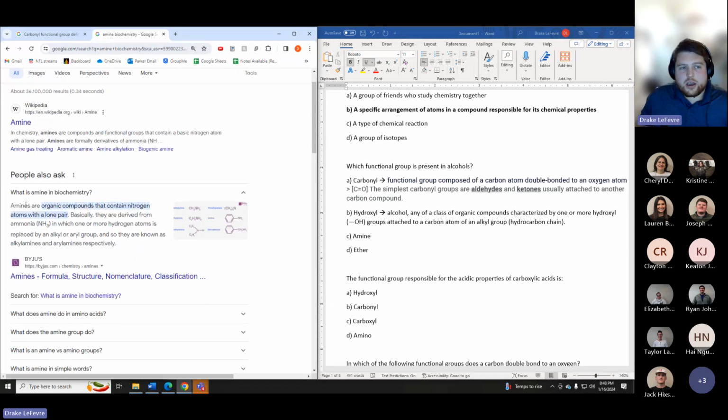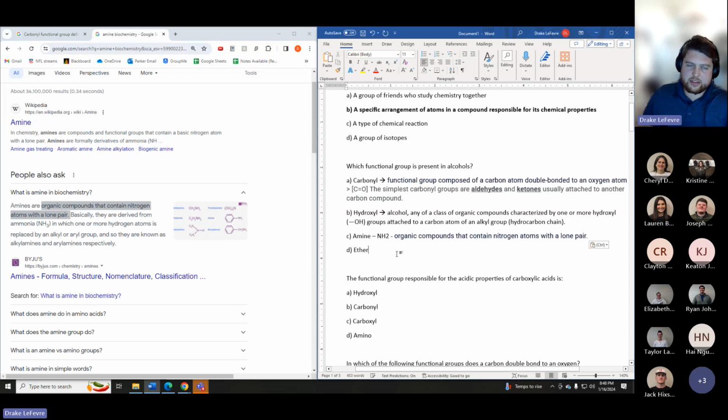Amines are organic compounds that contain nitrogen atoms with a lone pair. They're derived from ammonia, NH3, in which one or more hydrogen atoms is replaced by an alkyl or an aryl group. So an amine, we'll typically see as an NH2. Then finally we get down to an ether, and so on and so forth. We keep doing this.